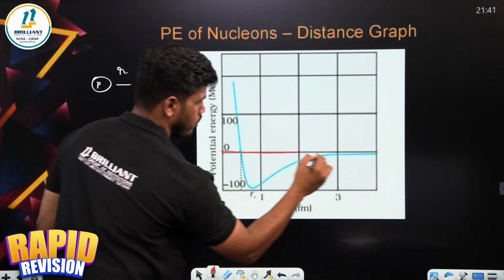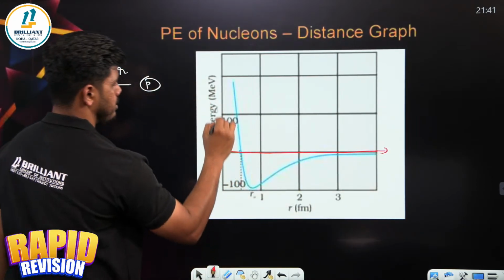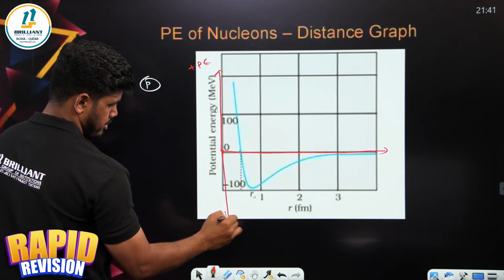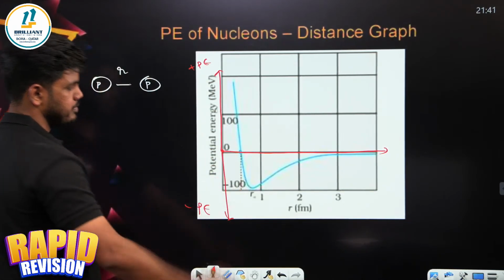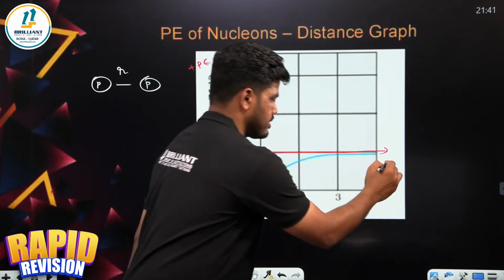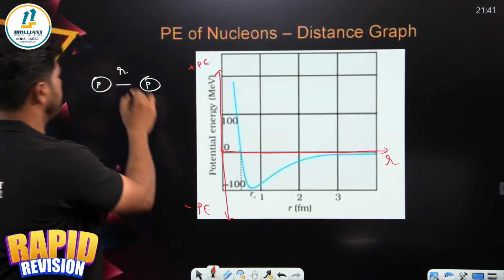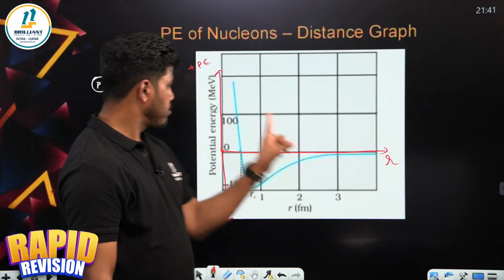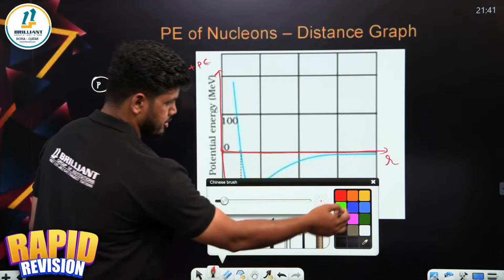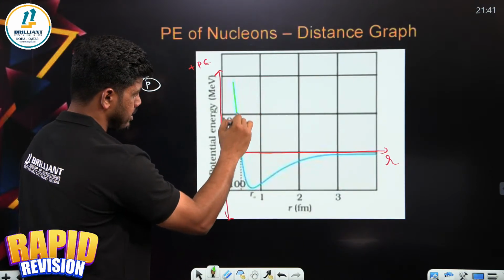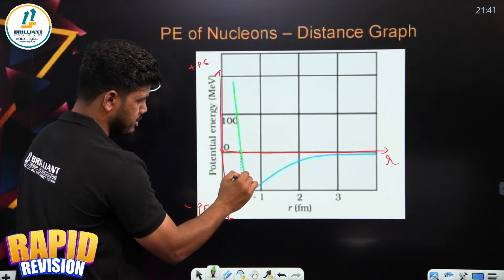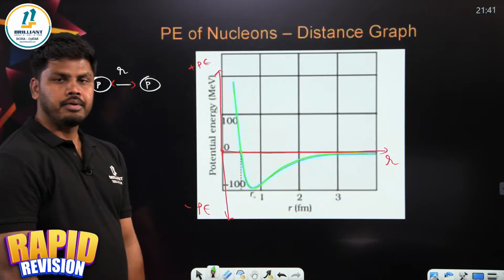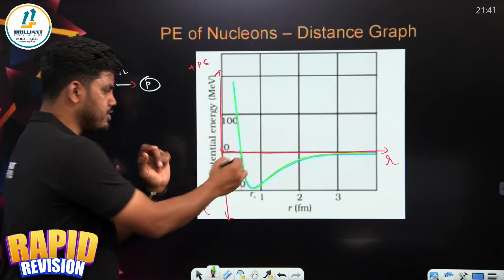This is the zero potential energy. This part is potential energy positive. This part is potential energy negative. So when you increase R, this internucleon distance R, potential energy at first was positive. This is the potential energy graph. It reaches 0 here, turns negative, then reduces to 0 here. See? So potential energy is 0.